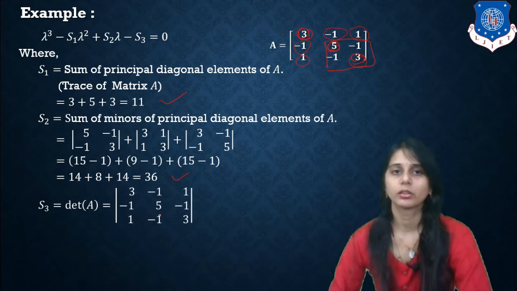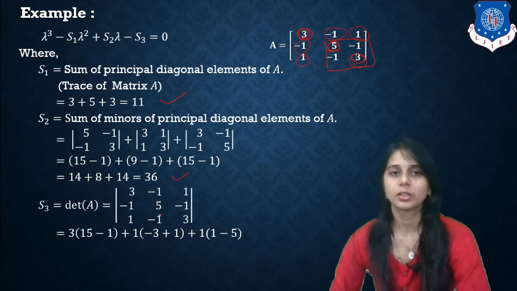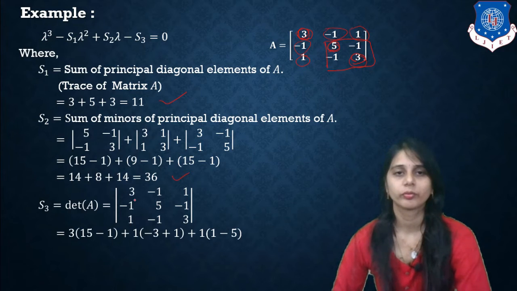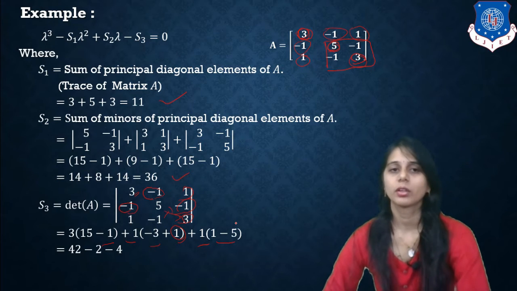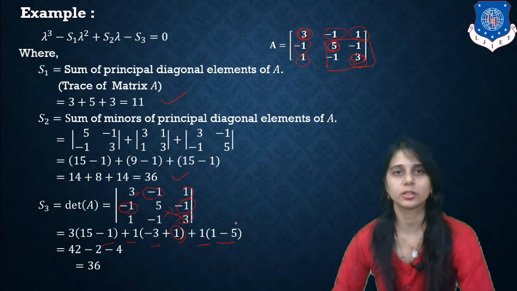Determinant of A. We get 3, 5 into 3 minus 1, so we get 5 minus 1, minus 1 minus 1 plus 1, minus 1 into 3 minus 3, minus 1 into 1, it is 1, plus 1, 1 minus 5. So we get the answer as 36.